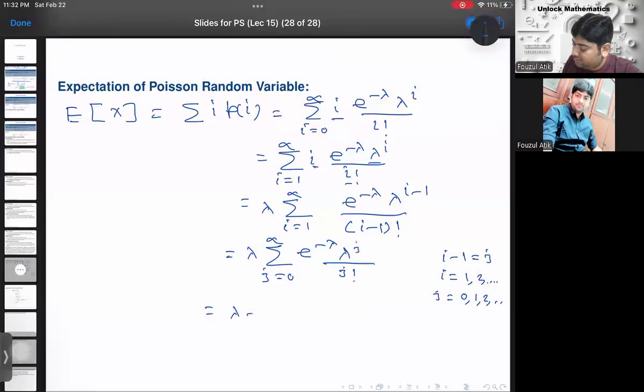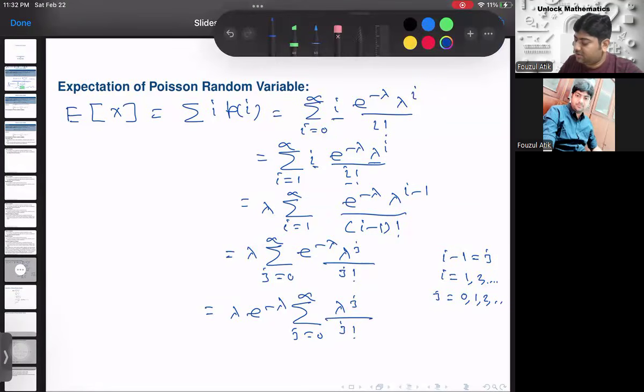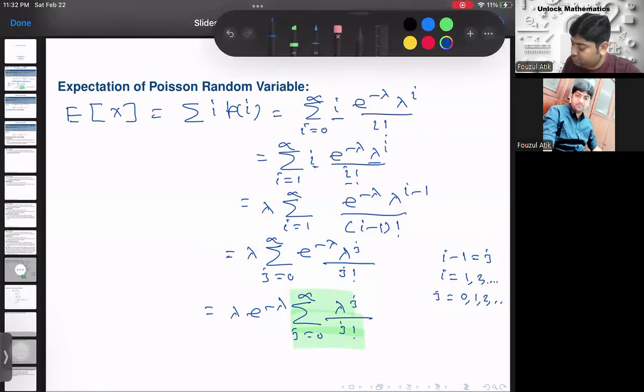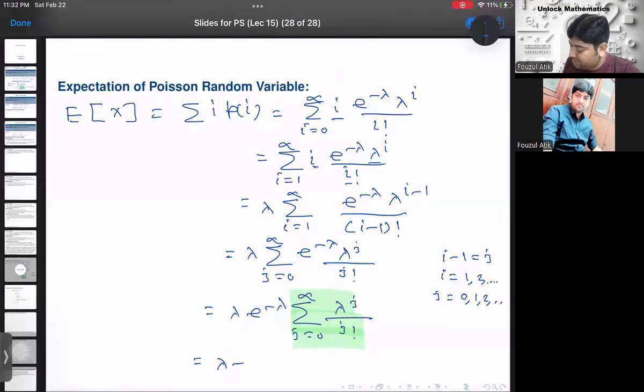So I'll take lambda into e to the power minus lambda out, and it is the summation of j equal to 0 to infinity lambda to the power j divided by j factorial. Now again you realize, what is this expression? Just a few minutes back we did it. Yes, it is e to the power lambda. So lambda into e to the power minus lambda into e to the power lambda gives you only lambda.